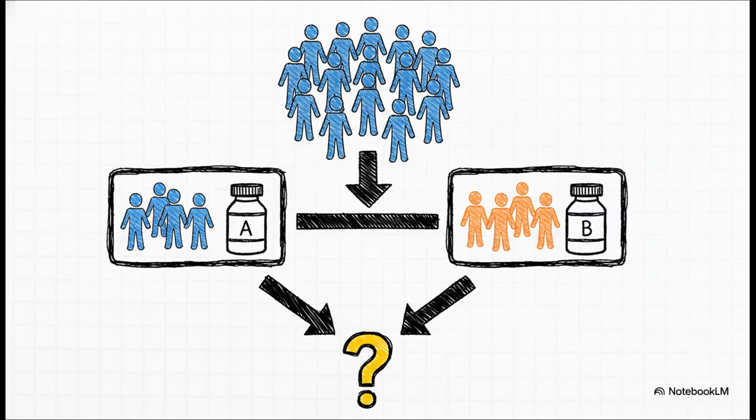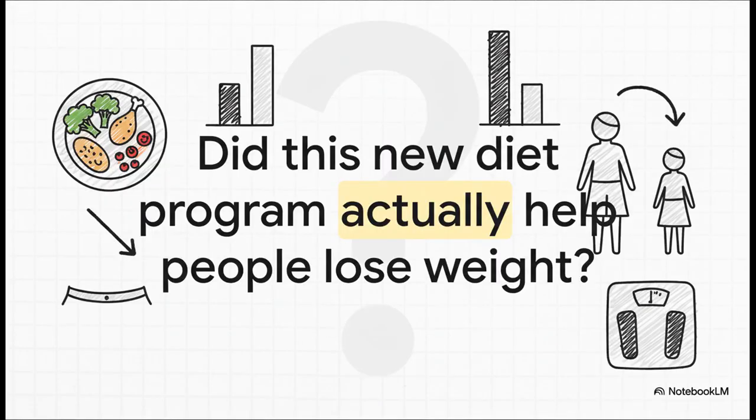So the crucial part is all in the setup. We take, say, 60 people, and we just randomly divide them in half. One group gets drug A, the other gets drug B. The test then compares the average pain relief between these 2 independent groups to see if one drug truly outperforms the other one.